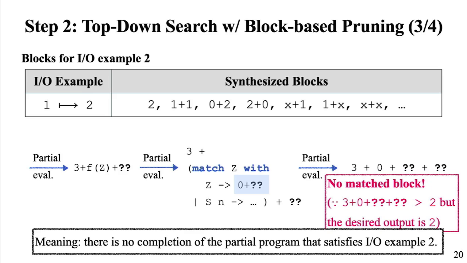So, 3 plus f of z plus blank. Already at that point, you don't have a solution, right? Because that's already greater than 2. So if you don't expand it, it's already greater than 2. Do you ever prune there, or do you not prune there at all?